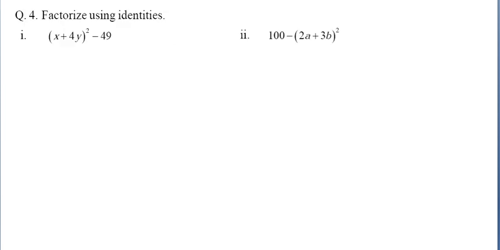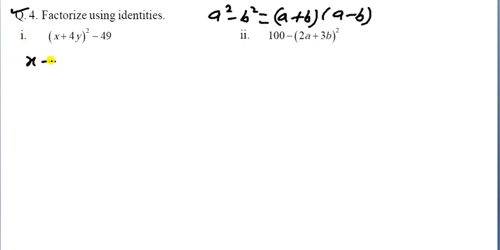Let us see the next question, number 4. That one is question number 4. Factorize using identity. Identity use करना है. Identity मैंने पहले ही बता दिया है आपको. a square minus b square, that means it is (a plus b) and (a minus b). So you can use this formula. Let us see how we can use it.